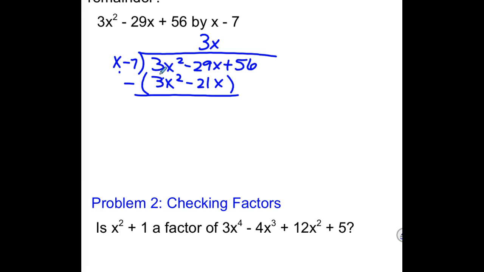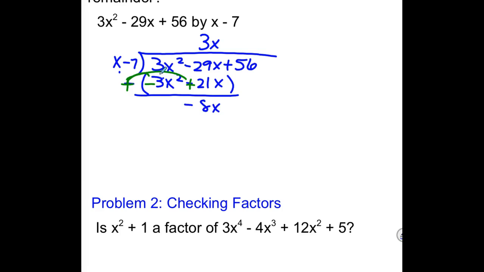If you want to distribute it in, that's fine, but you can't write this, because then it looks like you're just subtracting the 3x squared. Does that make sense? You're subtracting the whole thing. All right. If we go ahead and distribute it in, makes that negative, makes this one positive. Now I'm adding my columns. My x squareds disappear. What do I get for my x's? Negative 29 plus 21.